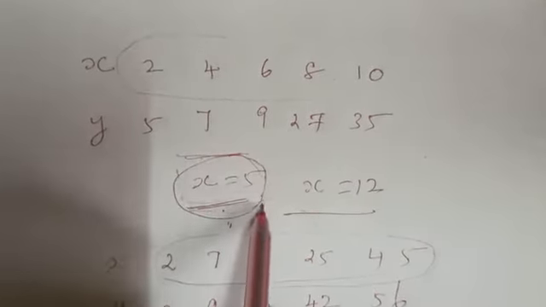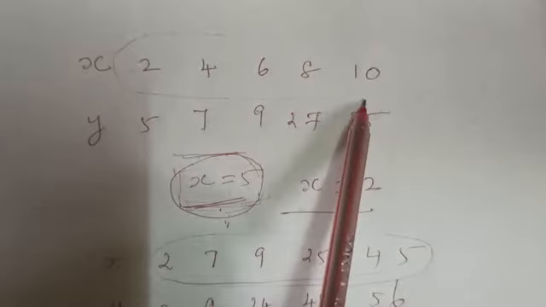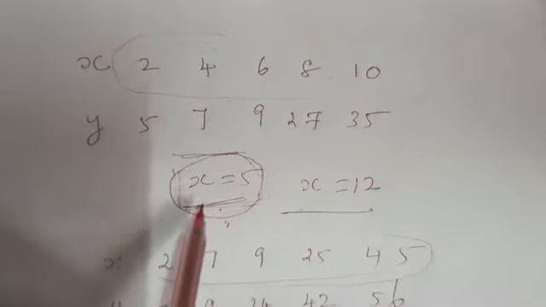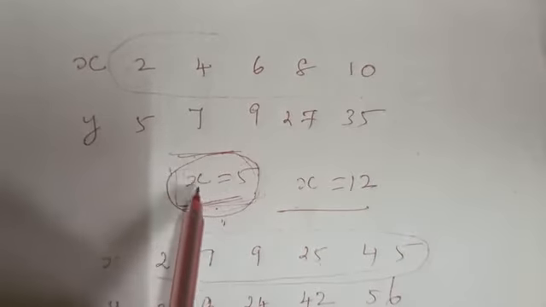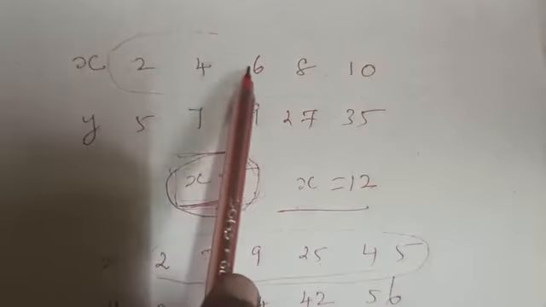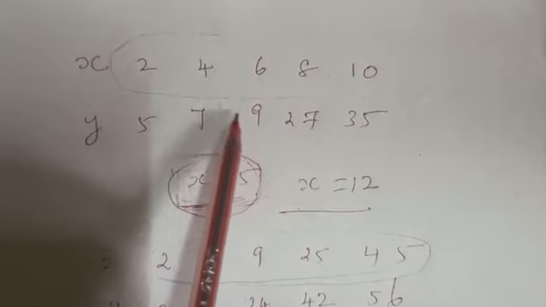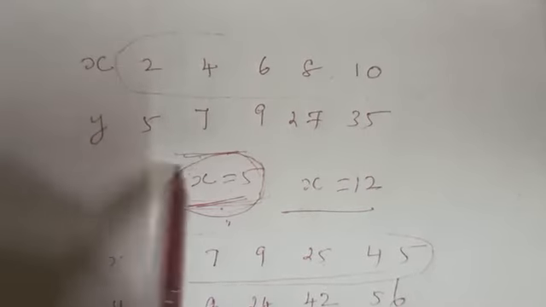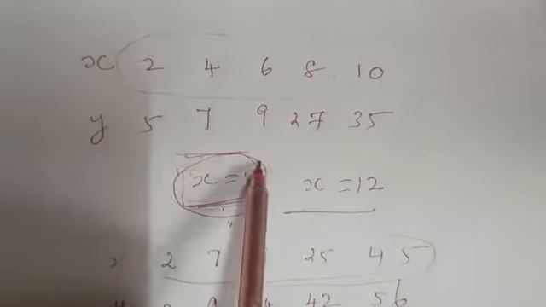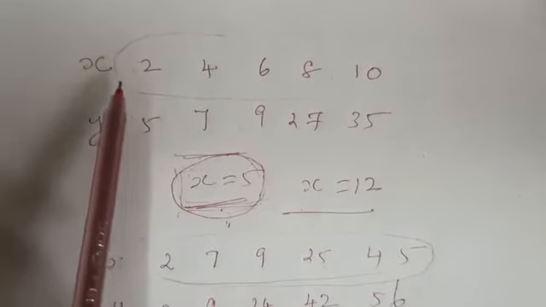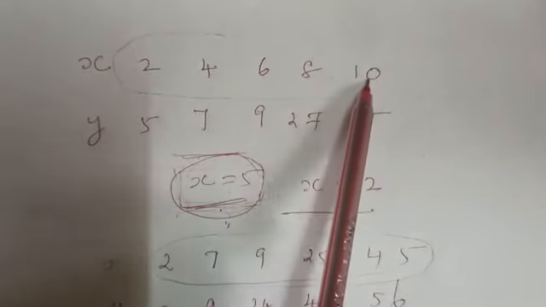The given x is equal to 5. The 5 is available between x0 to xn. This is called interpolation. We have to find out the corresponding y value. Here x is equal to 5 means the 5 is available between 4 and 6. What is the corresponding y value? This is called interpolation. Interpolation is nothing but the given x value is available inside, between x0 to xn.